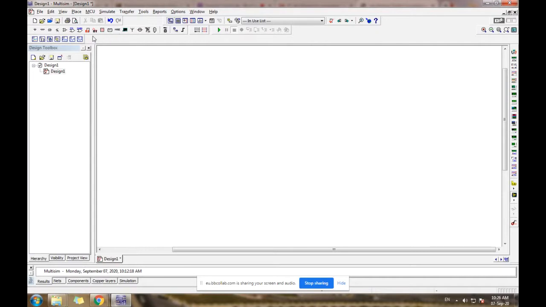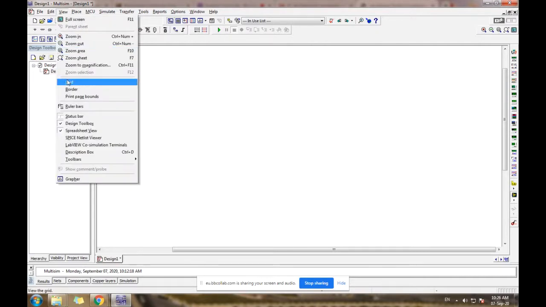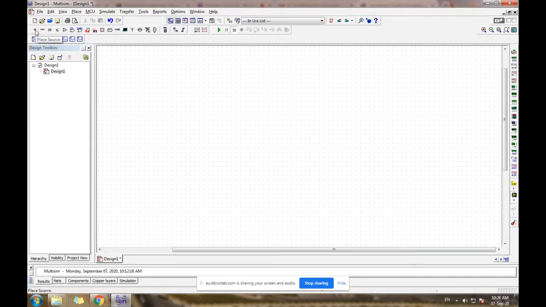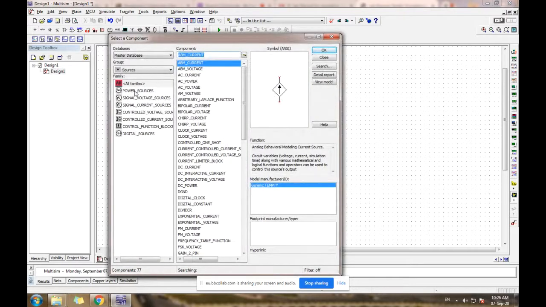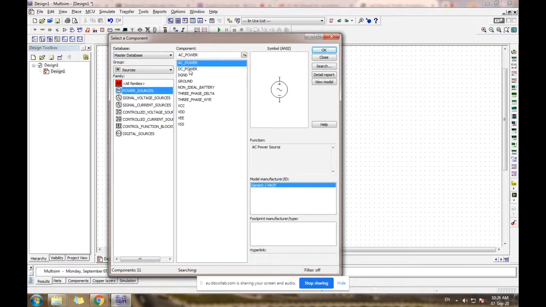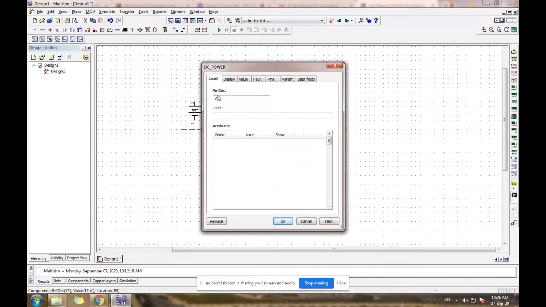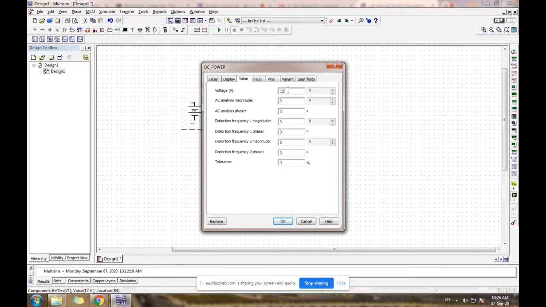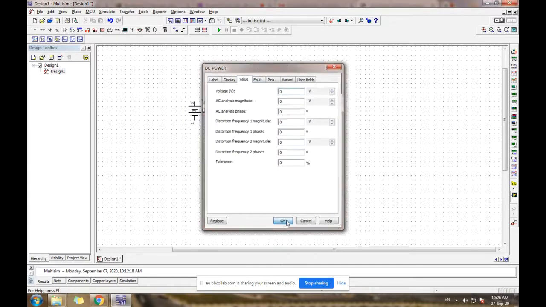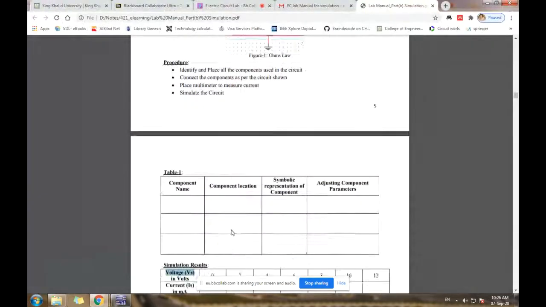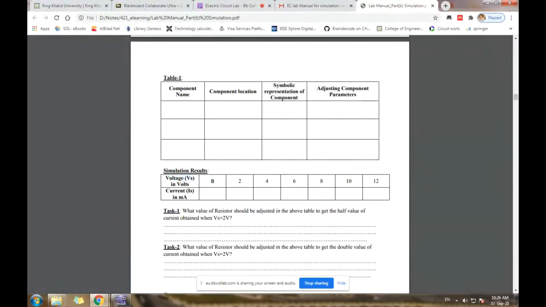Okay, so first let me mention the grid. From the place source, you have to select a power source. From the power sources, you have to select a DC power source. If I click OK, this is the DC power source. You can double click this and change the label. The label is VS, voltage source. What is the value? Let us take 0 first, because as per the table, the value of Vs is 0.